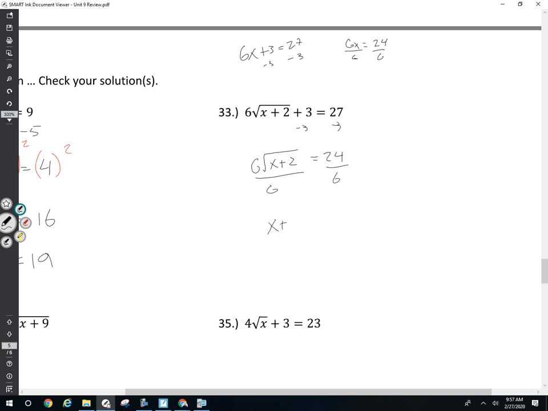Now I have x plus 2 to the 1/2 equals 4. Take both sides and square them. Because the 1/2 squared gives us a power of 1. A power of 1 is just x plus 2. Then 4 squared is 16. I'd finish off by subtracting 2.